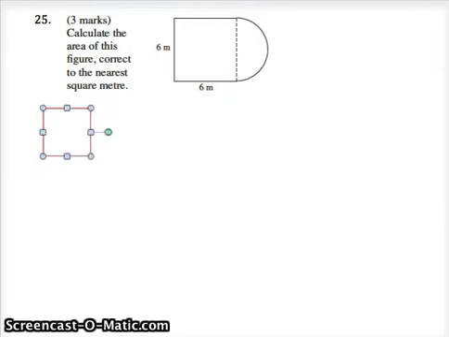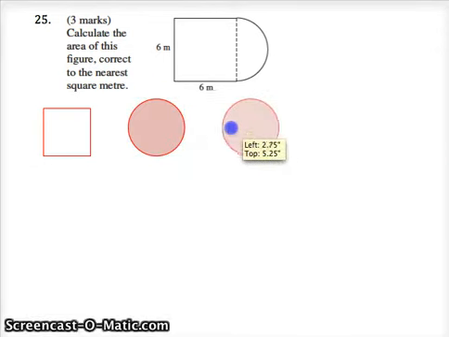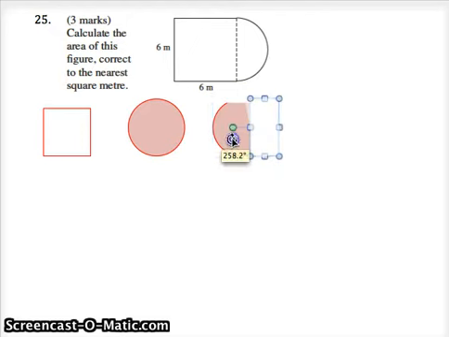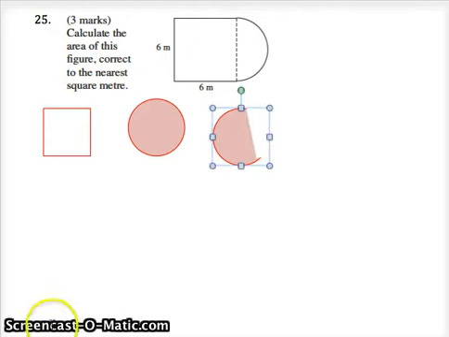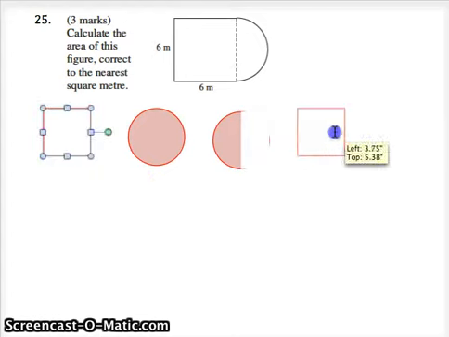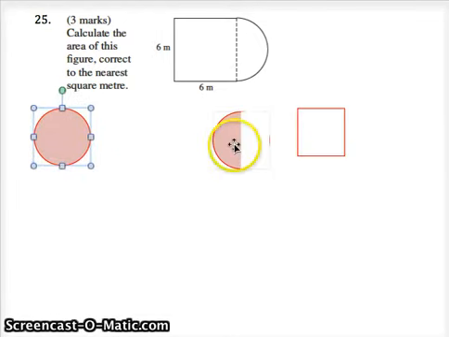So we've got the square, and we don't have a full circle, but we have a semicircle. So I'm going to draw a full circle there, and then I'm going to put a semicircle here next to it. Okay, so I've just drawn them there. So to find the area of this shape, we need to work out first a full circle, then we'll do the semicircle, and then we'll do the square.